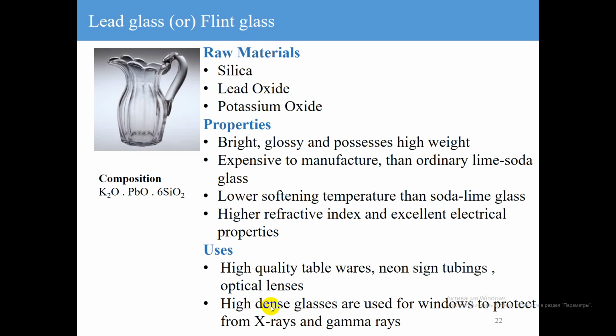Uses: high quality tableware, neon sign tubings, optical lenses. High density glasses are used for windows to protect from X-rays and gamma rays.